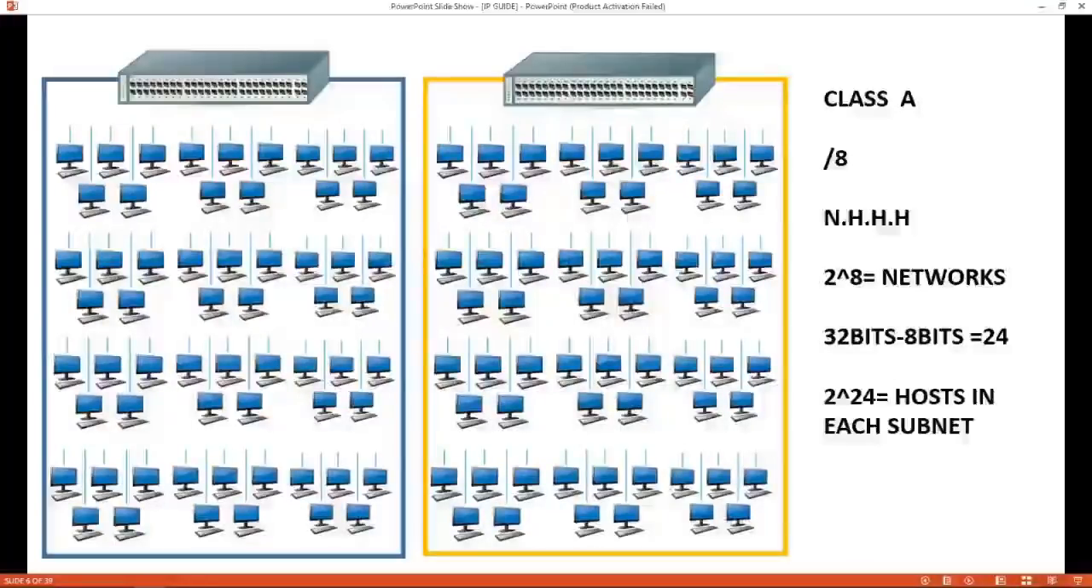As shown in the picture, in your class A, which means /8, you have n in the first octet and h on the other 3 octets, where n represents networks and h represents hosts or network devices. Here in the n, 2 to the power 8 bits are there, which means 2 to the power 8 networks, totally 256 networks you can have. To find how many host bits there are, you simply deduct the 8 bits from the 32 bits, which means 32 minus 8, you get 24 bits for your host portion.